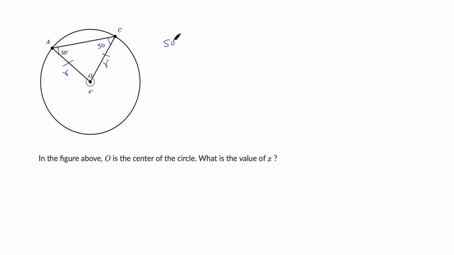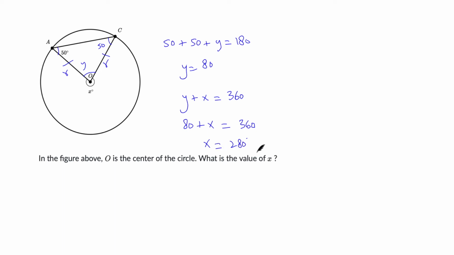So we can say 50 plus 50 plus angle y equals 180 degrees. So y is basically 180 minus 100, that is 80. But we are not done yet. We have to find this angle. So we can say y plus x equals 360 degrees because the entire circle forms a 360 degree angle. Y is basically 80, so 80 plus x equals 360 and x equals 280 degrees. This is our answer.